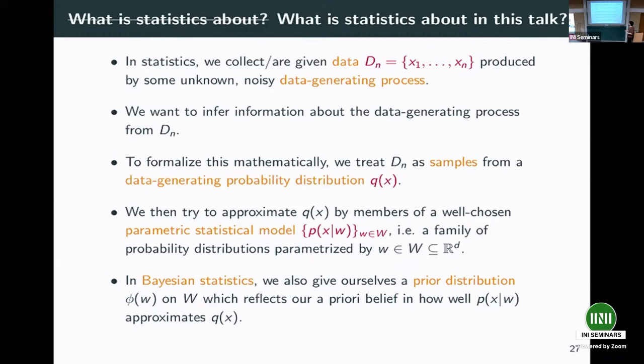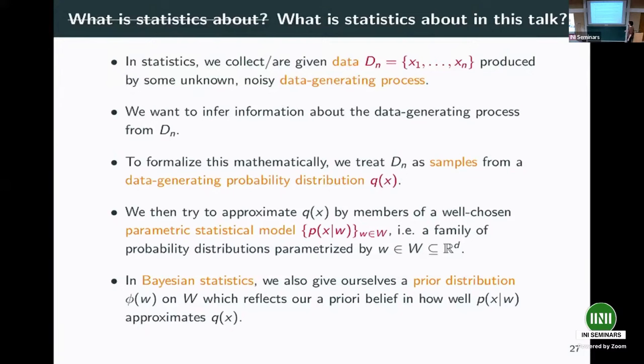And then we try to approximate this Q of X by the members of some parametric statistical model, which will be a family of probability distributions parametrized by some domain, and that's really my compact W in R^d. And this is all general statistics in some sense.